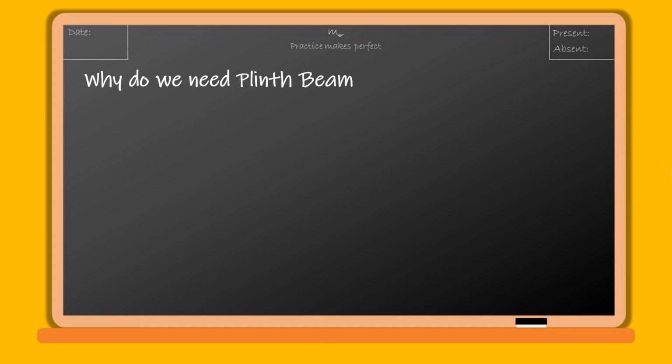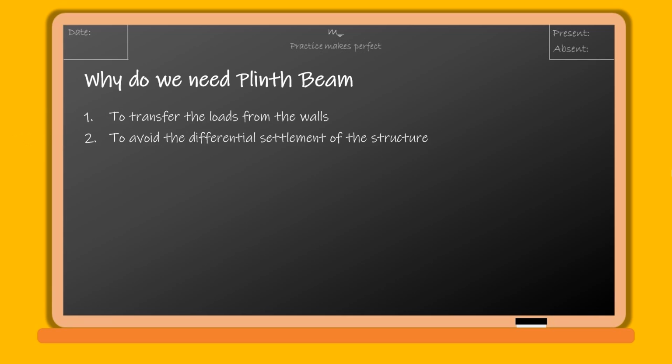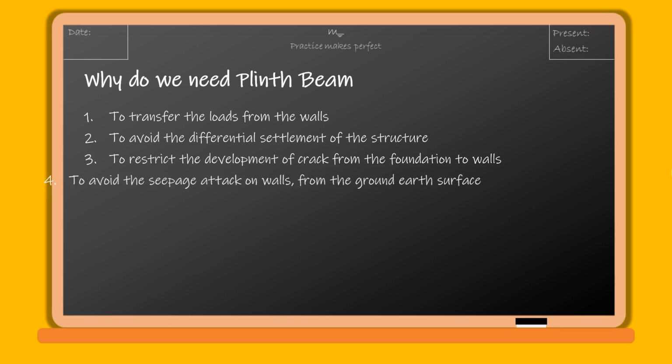Why should we construct plinth beam? To transfer the loads from the walls evenly to the substructure. To avoid the differential settlement of the structure, due to the failure in substructure. To restrict the development of cracks from the foundation to walls. To avoid the seepage attack on walls, from the ground earth surface during rainy season.